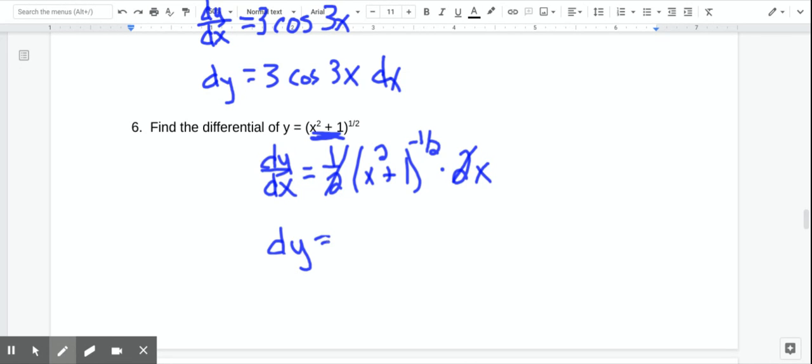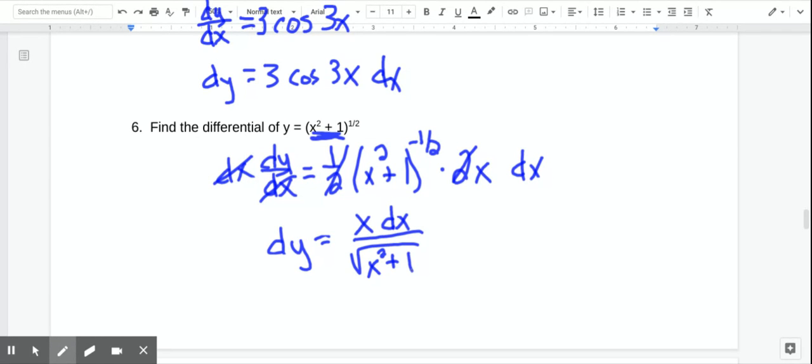I'm going to multiply both sides by dx. If you want to do that here, you can. So cancel those out. So let's see. In the numerator, I have x dx. And then in the denominator, I have the square root of x squared plus 1.